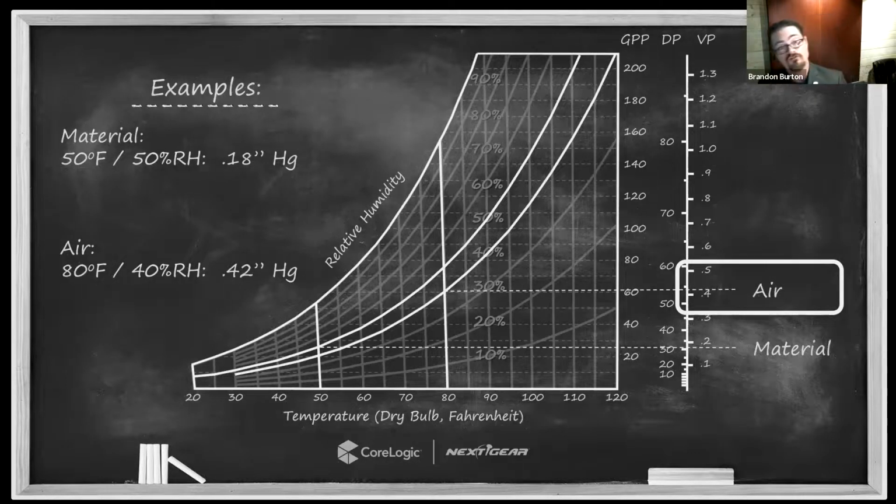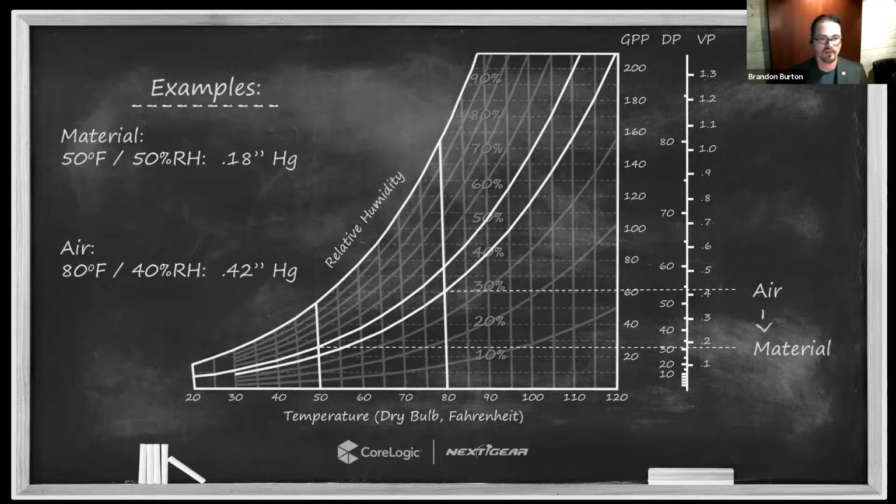right? So the next question I always get when I show this is, okay, great. Water's trying to go into the material, so what do I do about it? How do you fix it? Thanks for telling me the problem. What's the solution, right? Well, the solution in this case is understanding that the reason your material has a vapor pressure of 0.18 is because it's 50 degrees and 50% relative, okay?